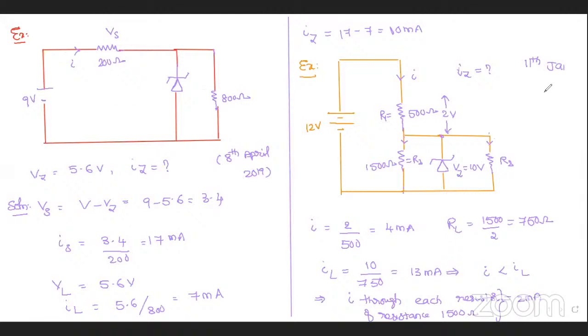Sir, in theory, as we told, if that voltage is less than the breakdown voltage, some current will pass. Some current, very less current, a minute current. Means we will neglect that. Very less, close to zero.